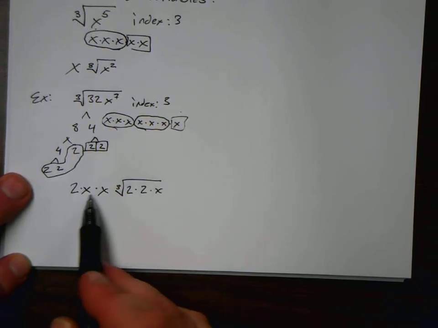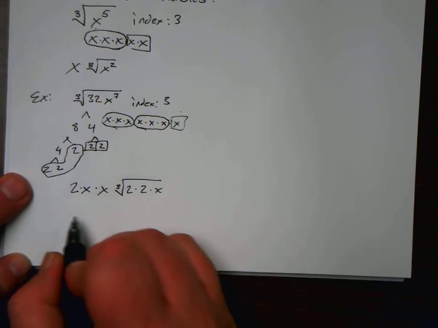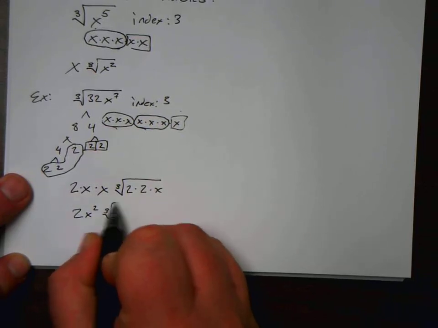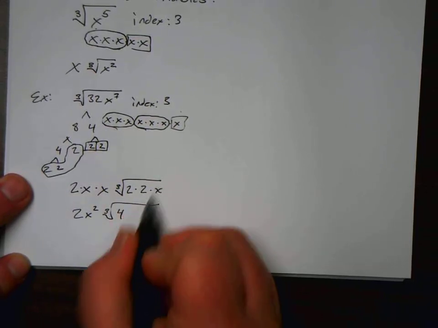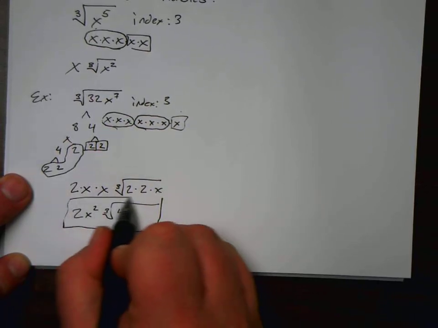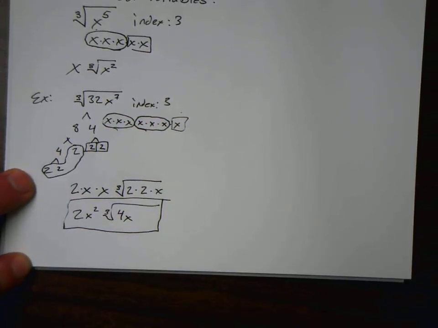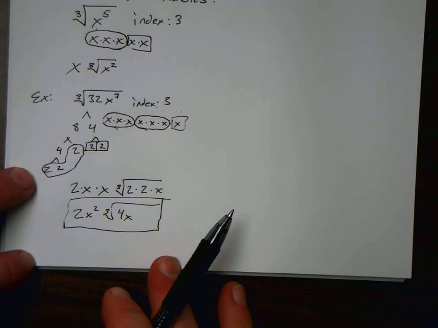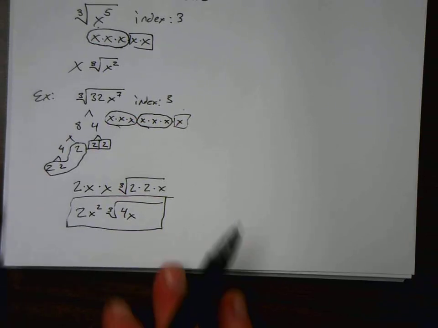So let me clean this up a little bit. 2 times x is 2x squared. And I'm left with the cube root of 2 times 2, which is 4x. So that is as far as I can simplify. Now, we didn't necessarily find roots, but I'm going to show you method 2 in another video.